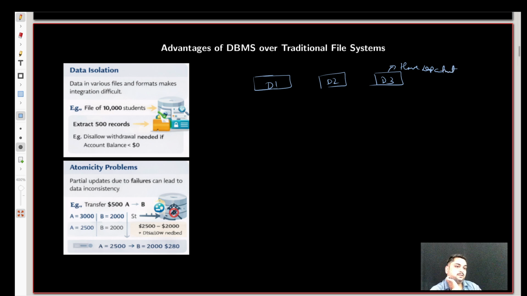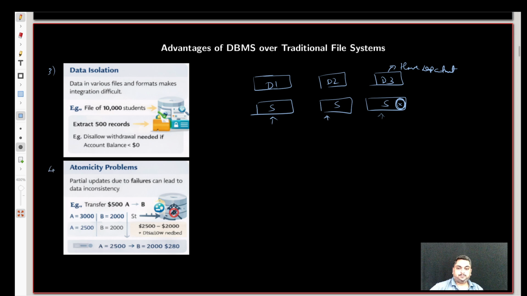Suppose there is some change in the information. The student information is here, and repeated here also. Now say I have made some changes to the student information here. So that becomes a problem of data isolation. Isolation means whatever changes I make here should also be reflected here, because it's the same student data. This causes an issue in file systems. So DBMS helps us to overcome data isolation.